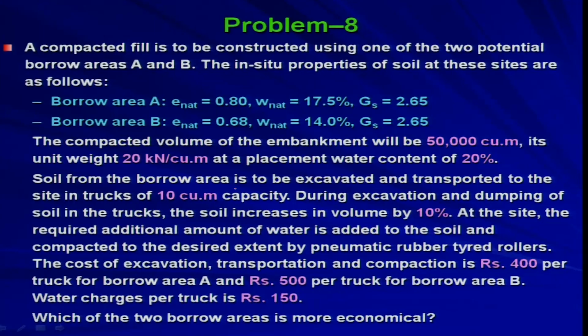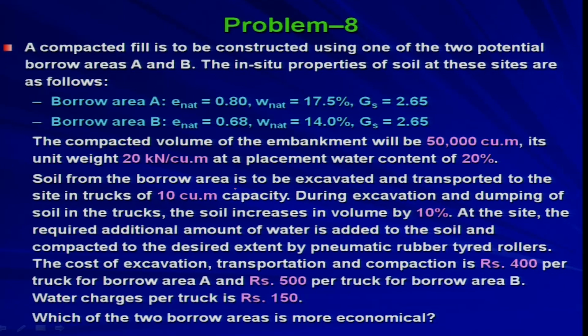Welcome back to the course Geology and Soil Mechanics. So, in the last lecture we have solved a couple of problems on the compaction of soil, and today we will be taking one more problem, and the problem says that a compacted field is to be constructed using one of the two potential borrow areas A and B. Okay. So, I mean borrow areas means from where you can collect the soil to construct the embankment.